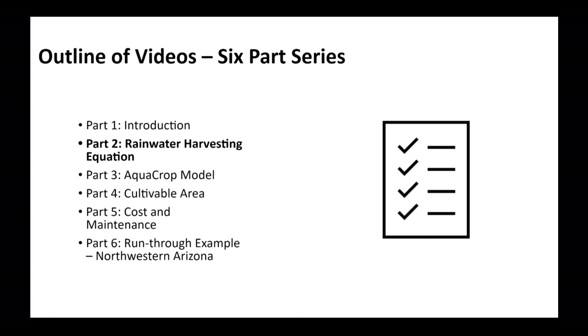Here is a quick outline of the remaining videos. Part 1 was a quick introduction to the project. Part 2 will be looking at the rainwater harvesting equation to determine the volume that can be captured. Part 3 will look at the AquaCrop model. Part 4 will take a look at the area that can be cultivated solely using the harvested rain. Part 5 will be looking at the cost and maintenance it takes to install a rainwater harvesting system. And in Part 6, I will be doing a run-through example based out of northwestern Arizona on the Hualapai Reservation.